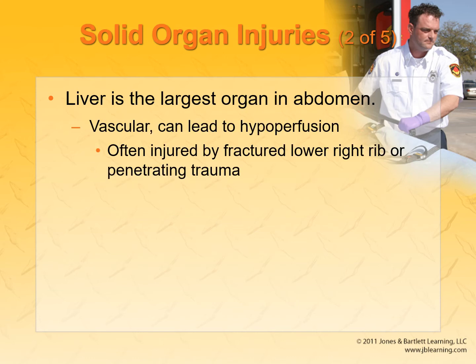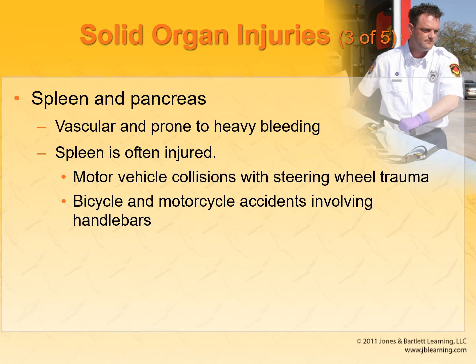All right, the liver is the largest organ in the abdomen. It's very, very vascular. There's a lot of blood flow that goes through the liver, and if you lacerate that liver, that blood's coming right out. So we're definitely really worried about liver lacerations. Spleen and pancreas, same idea. Very vascular, very prone to heavy bleeding if that happens. Motor vehicle collision, steering wheel trauma can do a lot of damage.